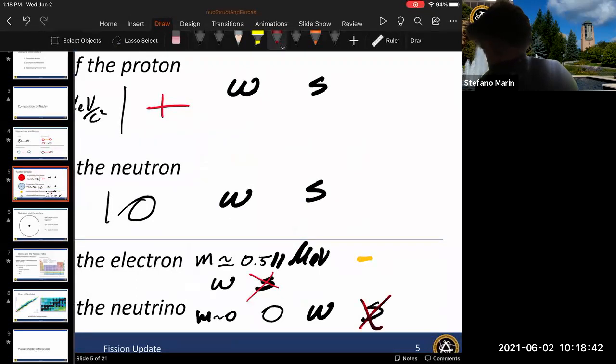So that makes the particle interact only through the weak interaction and gravity, but gravity is really something that's never going to matter here. So only through the weak interaction. So the neutrino is really a weakly interacting particle. And that's why it's so hard to detect.